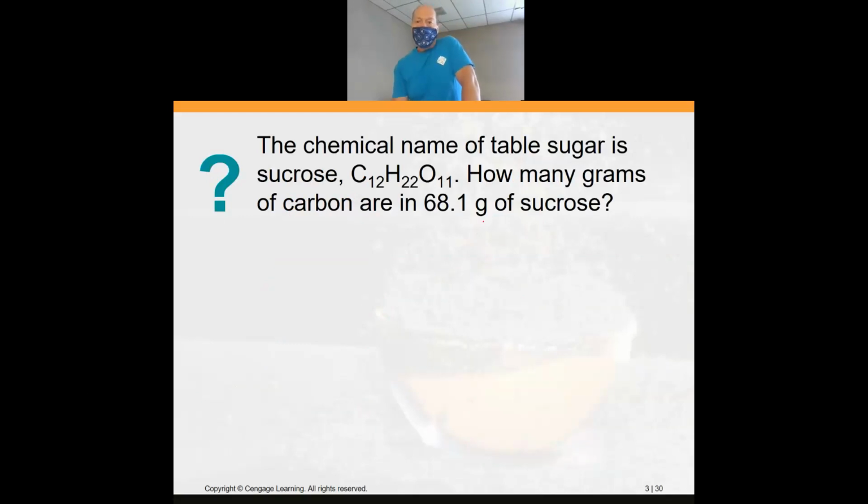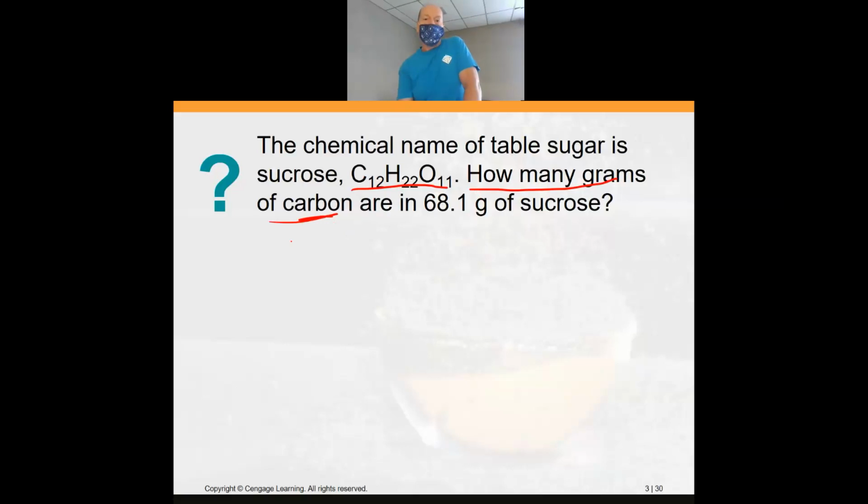All right, so now we're going to talk about an atom in a molecule. So we have sucrose. Sucrose is C12H22O11. How many grams of carbon are there in 68.1 grams of sucrose? There are a lot of ways that you can do this answer. I don't care how you do it. The way I'm going to do it is just from the last question.